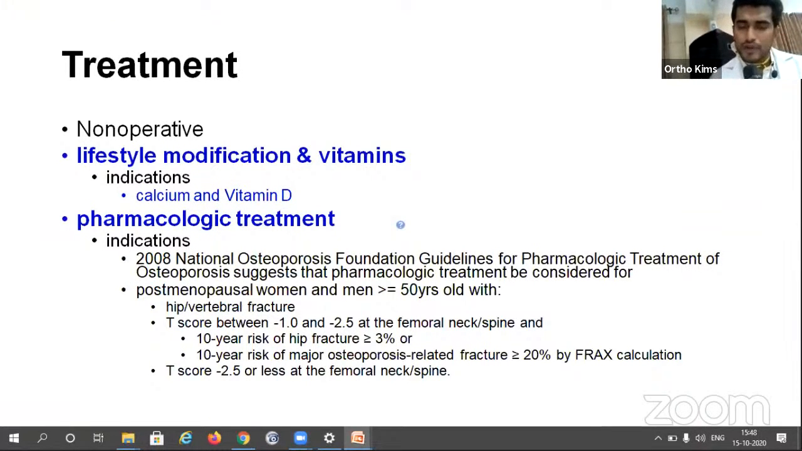In pharmacological treatment, indications: the 2008 National Osteoporosis Foundation guideline suggests that pharmacologic treatment be considered for postmenopausal women and women more than 50 years of age with hip or vertebral fractures; T-score between -1 and -2.5 at the femoral neck or spine with 10-year risk of hip fracture more than 3%, or 10-year risk of major osteoporosis related fracture more than 20% by FRAX calculation; and T-score -2.5 or less at the femoral neck or spine.